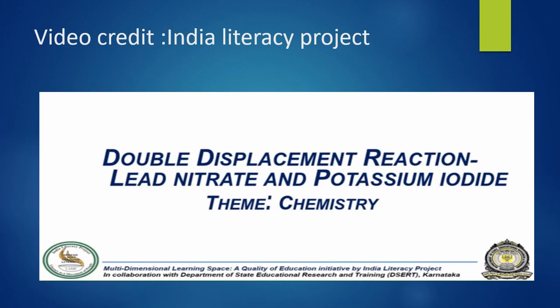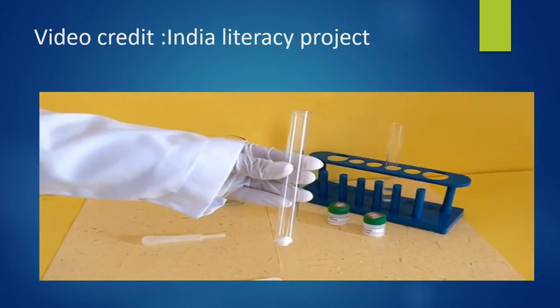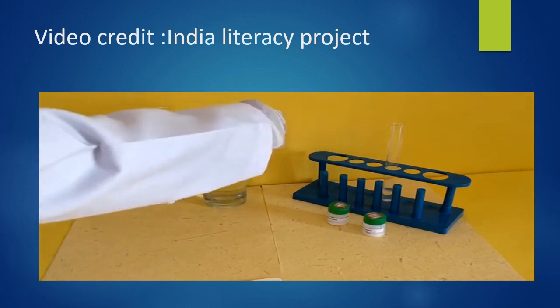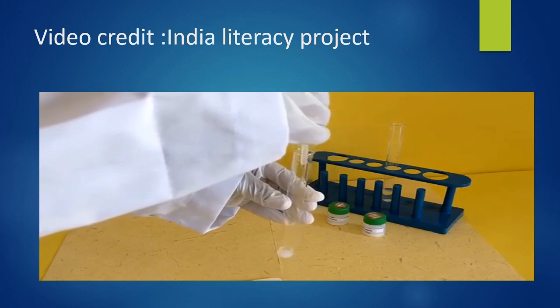In this experiment, we will study the reaction between lead nitrate and potassium iodide. For this, we will need lead nitrate salt, potassium iodide salt, 2 test tubes, a test tube holder, spatula, water, and a dropper. Take about half a spatula full of lead nitrate salt in a test tube and fill it up to 1/4 full with water.